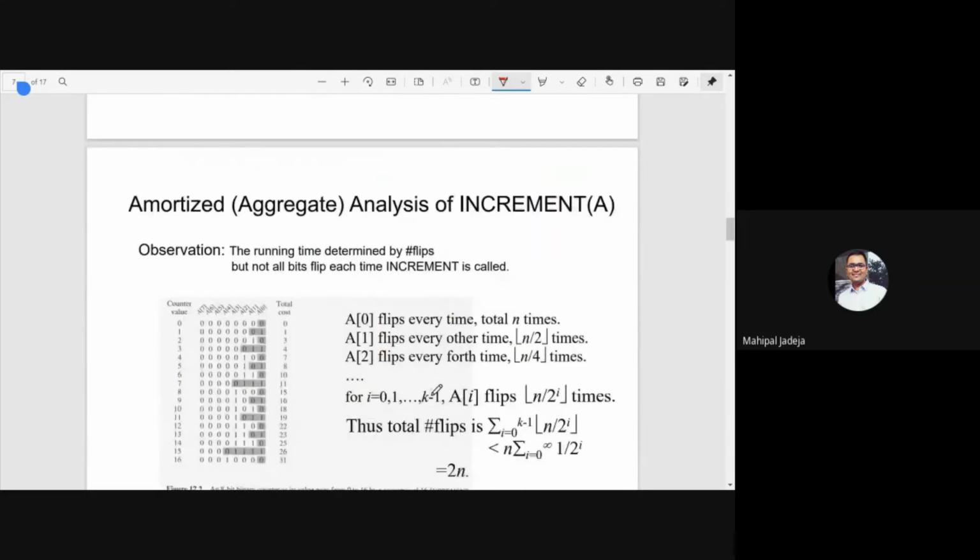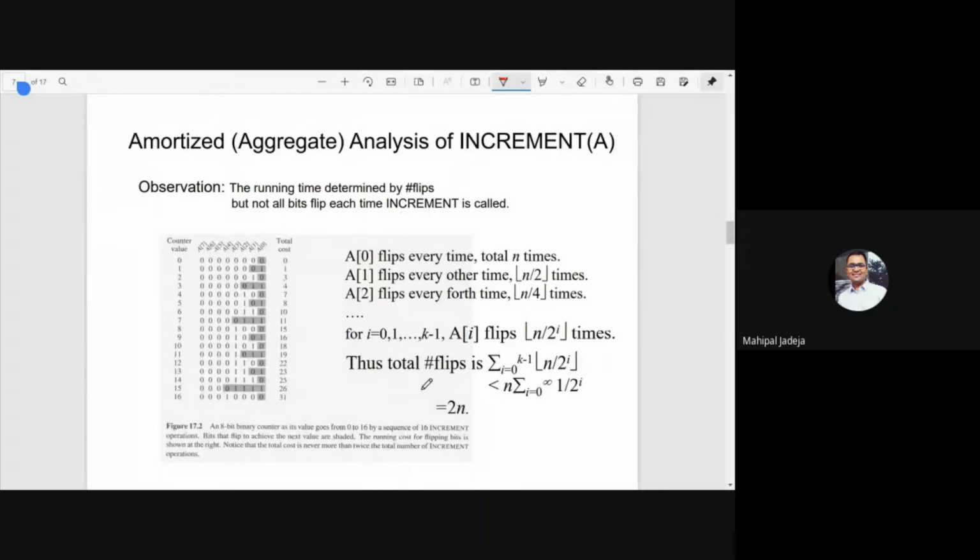So the observation is critical now. We'll consider all these operations together. We'll not see them individually. With respect to each bit, what is happening, let's understand. The last bit is changing every time. You can see here 0 to 1, 1 to 0, 1 to 0, 0 to 1, 1 to 0. So can I say that A of 0 will flip every time? Let's say I'm calling this increment n times. Therefore it will flip exactly n times, right?